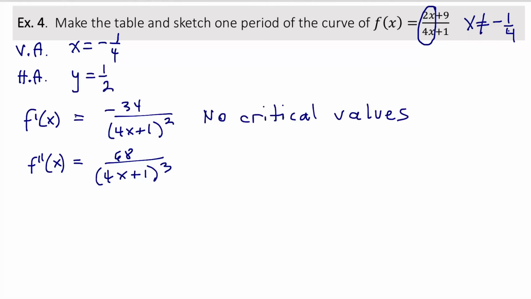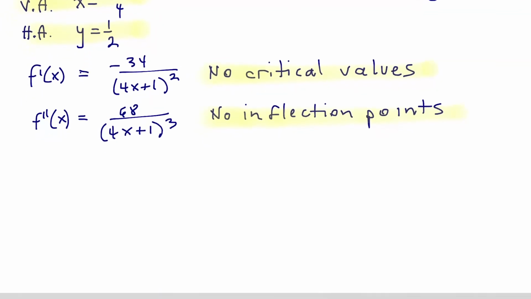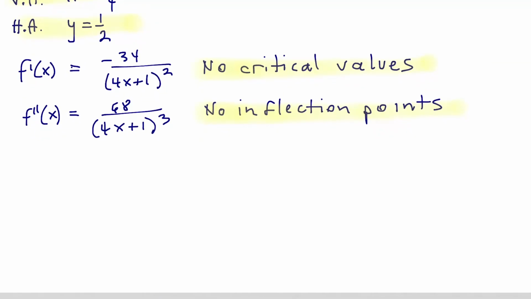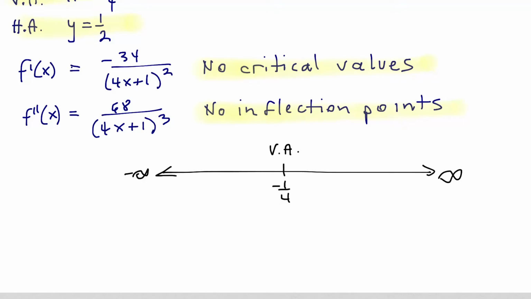Now let's look for inflection points. Taking a look at the second derivative, I want to find x values that cause the second derivative to go to 0. I have a constant in the numerator, so this will not go to 0. So I have no inflection points. So the x value of interest is x is equal to negative 1/4. So I put that on my number line, and that's my vertical asymptote.